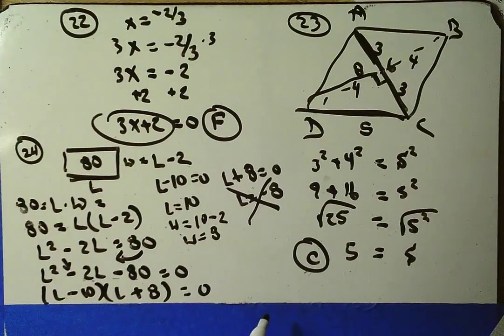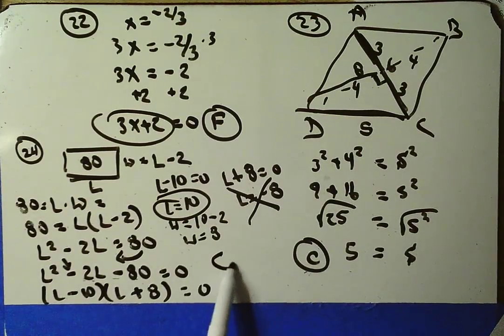Okay, what did our question want? What is the length of the rug? The length of the rug is 10, and that corresponds to G. G for number 24.